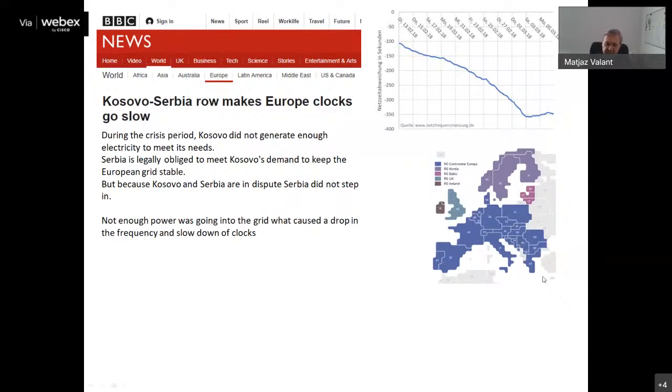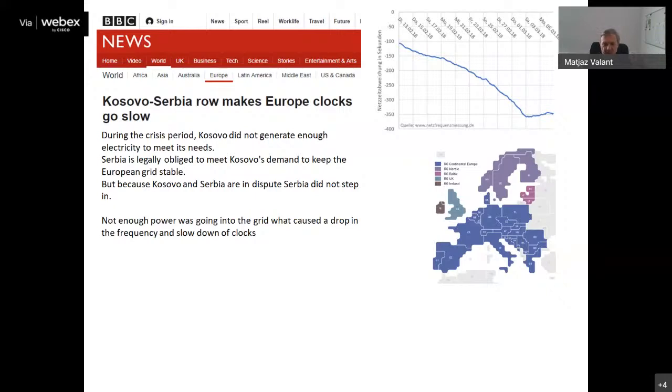So you see we have several such systems, but continental Europe is the biggest one, and then we have the Baltic one, and the Nordic one, and Great Britain, and then the Ireland system. Here where we see Serbia and Kosovo, the situation is that Serbia must immediately jump in if Kosovo produces too little energy. Now what happened? They had disputes, and Kosovo couldn't produce enough energy for themselves.